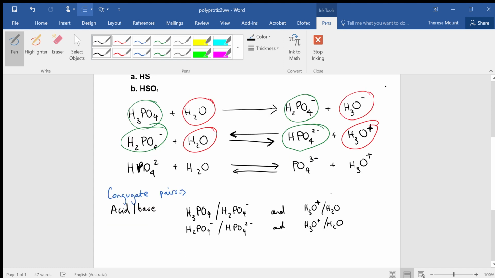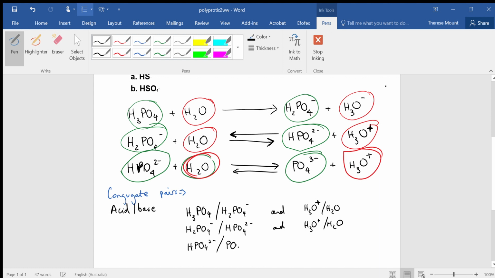And finally, we know that this and that differ by a proton, and so do these. This is acting as an acid here. If I look at this reaction, HPO4 2 negative, its conjugate base is that molecule there, and that is the same for those.